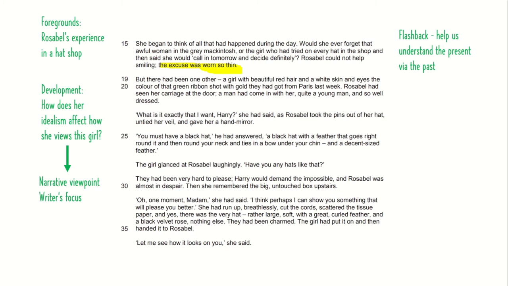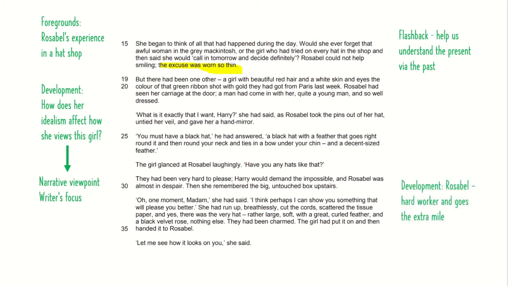And of course, what we learned earlier is the way that that is conveyed is through the narrative viewpoint and writer's focus. And that is still true here. The narrative viewpoint is, of course, still third person, but it's that limited internal focus on Rosabelle that means that all of this positive description of our girl is actually Rosabelle's positive opinion. We've also had the writer's focus shift from that macro of all the different things that went on in the day, the multiple different customers, to a micro of one specific customer that she looks at in much more detail, which shows that this one specific customer is significant for Rosabelle. This was perhaps the most important thing of her day.